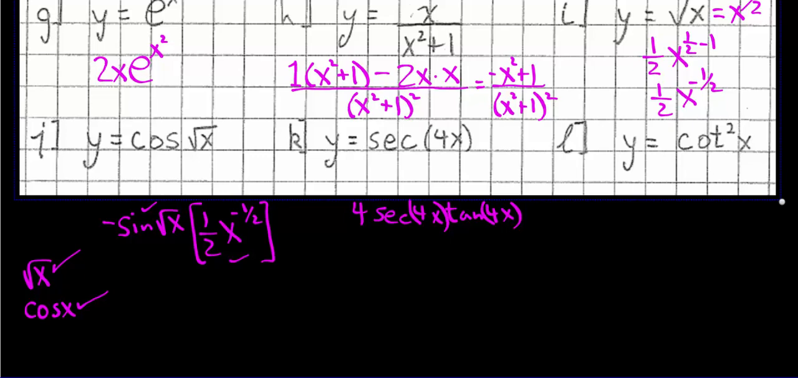Okay, now this one over here, we've got cotangent squared. So we take the squared function first. So think you've got cotangent. If you were evaluating this function, first thing you would do is find cotangent. Then you would square the result. So you go backwards. You're going to take 2 cotangent x times the derivative of cotangent, which is negative cosecant squared.